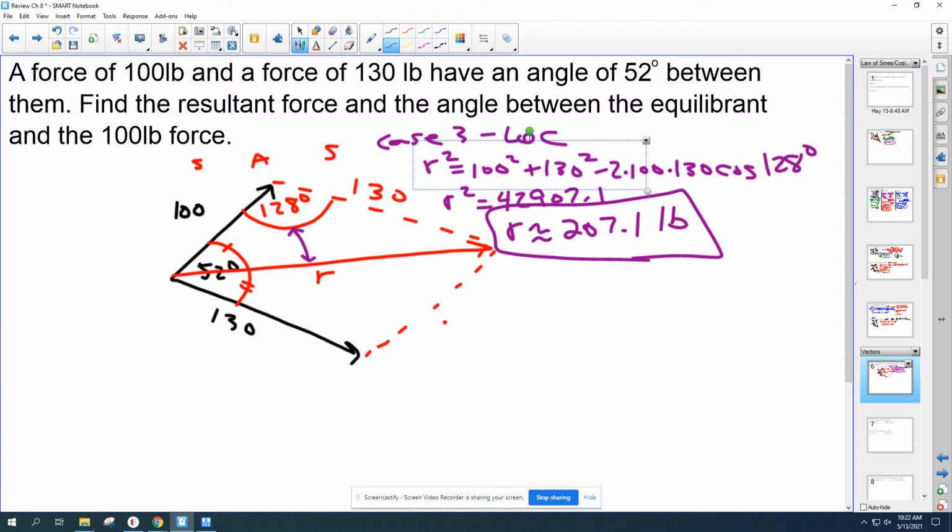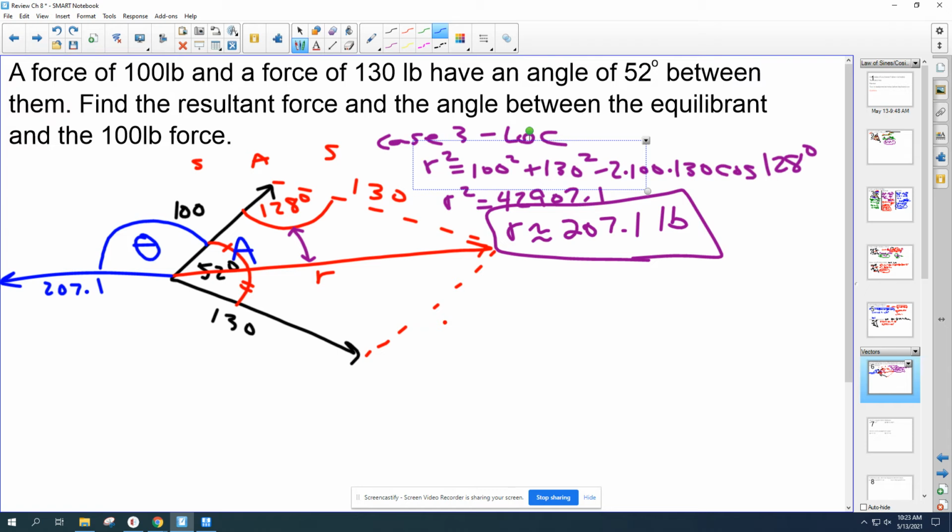Find the resultant force and the angle between the equilibrium and the 100-pound force. This question is really weird. The equilibrium is right here, and it's supposed to be equal and opposite to that resultant. I didn't quite have enough room to make it look equal, but it's equal and opposite. What they want is this angle between the equilibrium and the 100-pound force. Now, you can't just use the 52. This is a difficult question. A lot of times people will say 52, that's 26 and 26, but that's not true because this thing is not split in half. The resultant doesn't go right through the middle of that 52. It's probably more like 25 and 27 or something like that, but they're not the same, so don't assume that they are.